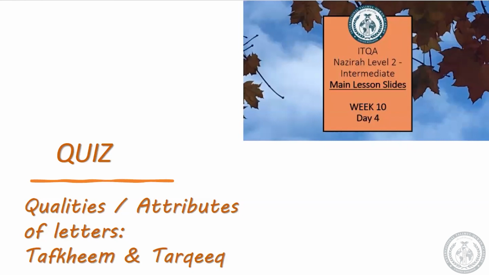Are there 5, 6, or 7? How many mufakham letters are there? Okay, majority of you are going for 7. Let's see if you're right. Yes, you are. There are 7 permanently tafkhim letters.